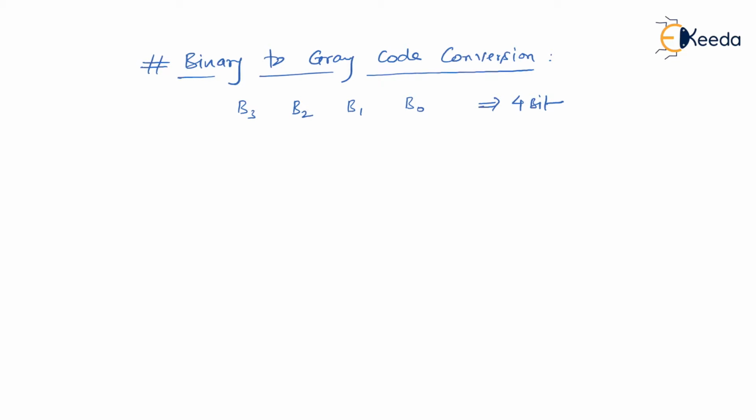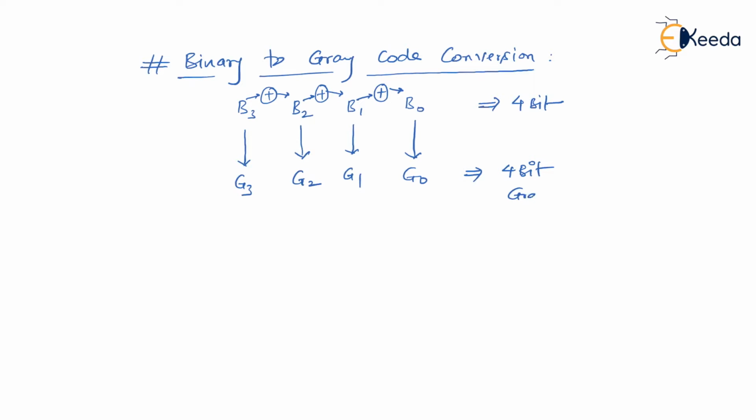So copy B3 as it is first and consider that as G3. Then XOR B3 and B2, and the result is called G2. Then B2 is XORed with B1 and the result is G1. Then B1 is XORed with B0 and the result is G0. And now this is a 4-bit gray code. What was given is a 4-bit binary code.